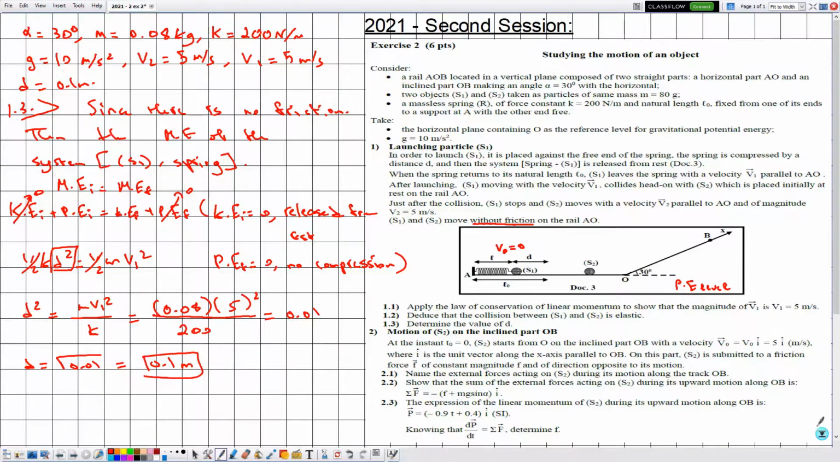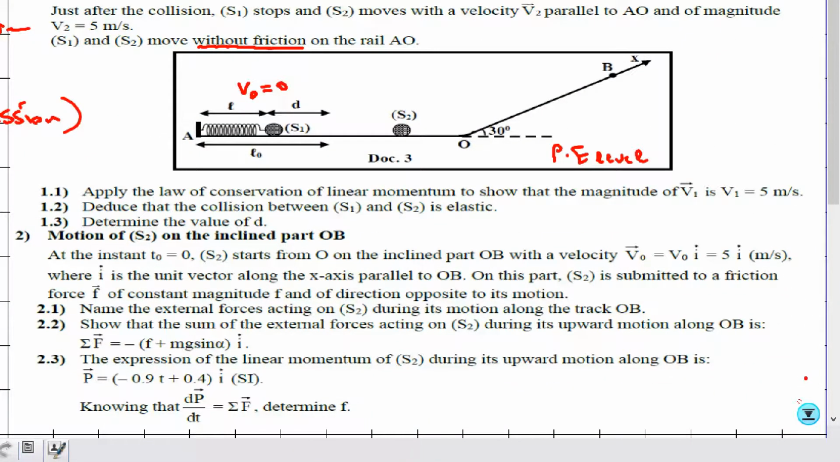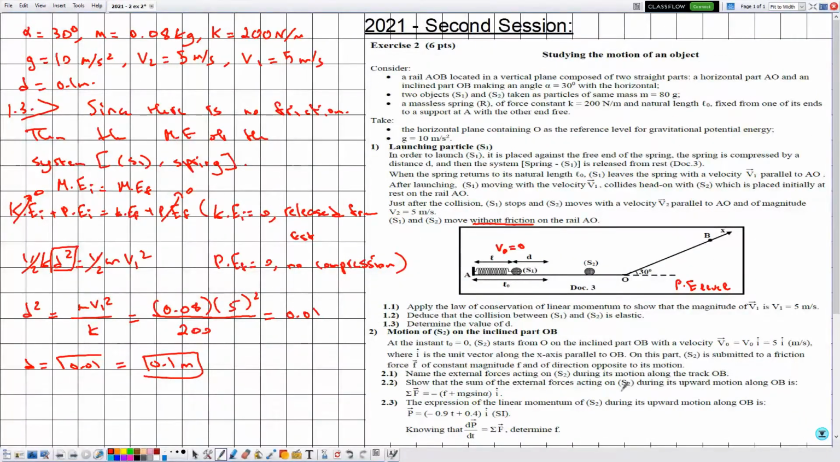Now in number 2 of this question they are telling us motion of S2 on the inclined part OB. So now we reset the clock and we take a new initial instant. So at the instant t0 is equal to 0, S2 starts from O on the inclined plane part OB with a velocity v0 is equal to 5 meters per second. So what does this speed represent? It's the speed of S2 when it reaches the point O, where i is the unit vector along the x-axis parallel to OB. On this part, S2 is submitted to a force of friction of constant magnitude F and of direction opposite to its motion. So let me make some space.